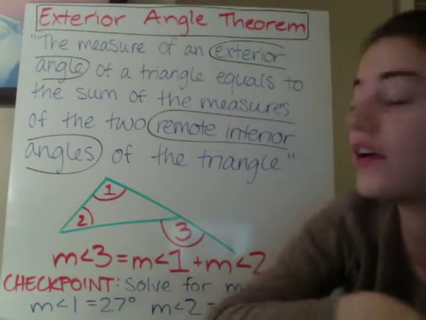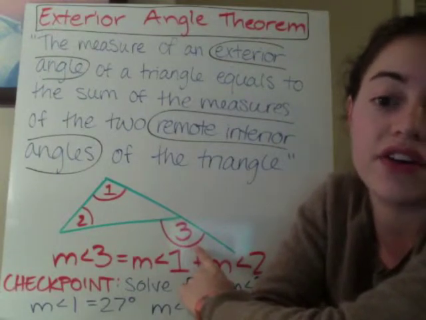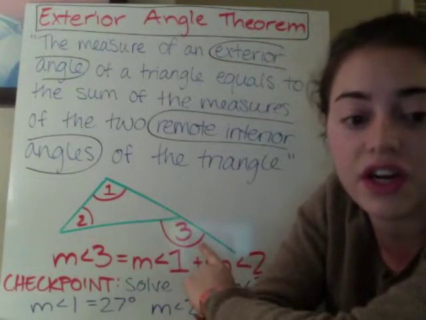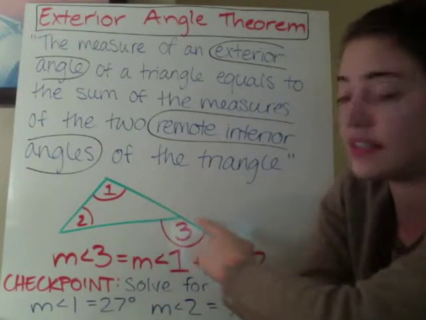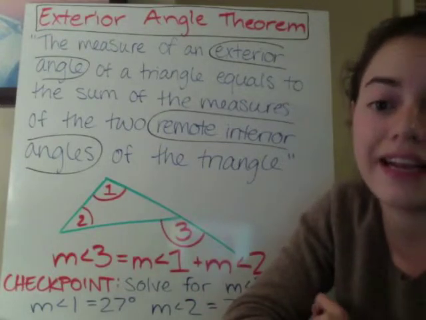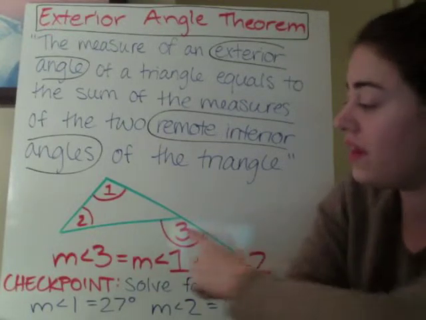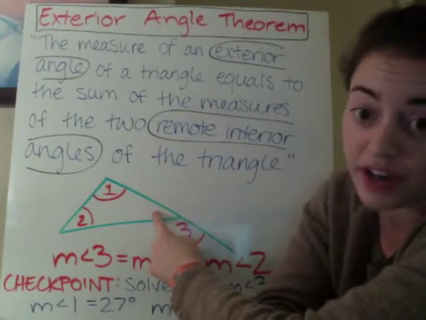An exterior angle in this picture is number 3. An exterior angle is an angle outside of the figure that is formed by extending one of the sides. In this case, I extended this line to form this angle. It makes a linear pair with an angle inside the figure, in this case a triangle.